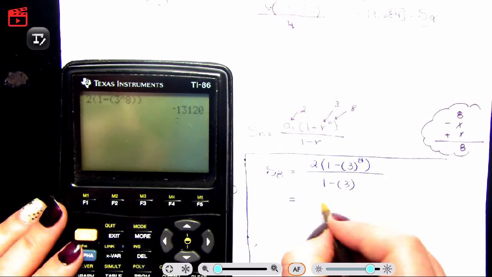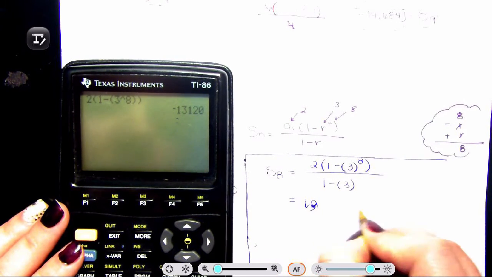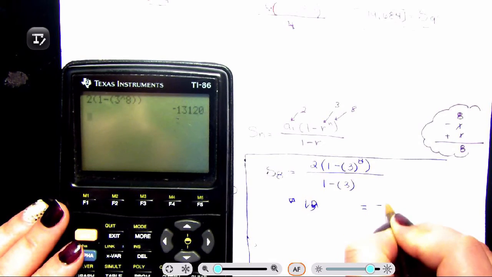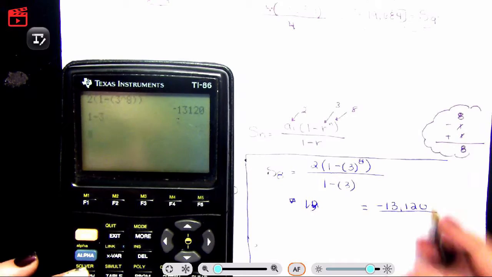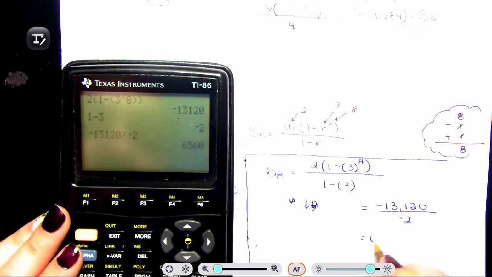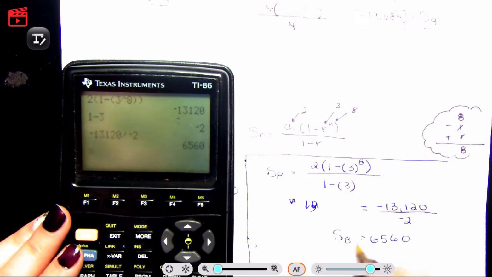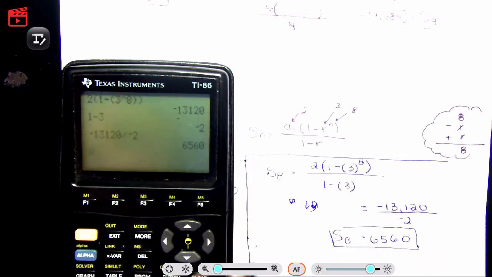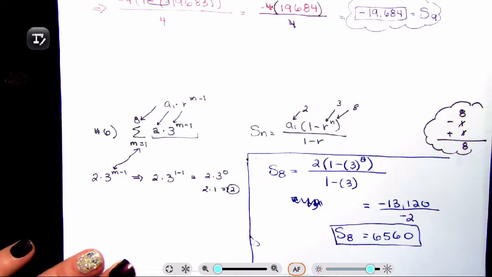I'm going to press enter, which gives me negative 13,120, and I still have divided by 1 minus 3, which is negative 2. So negative 13,120 divided by negative 2 gives me 6,560 as my sum of 8 terms. I'm going to move my calculator so it doesn't clash with the camera, and you can see this a little bit better. Again, don't worry about this hiccup. Even though it doesn't look pretty, your work is here.